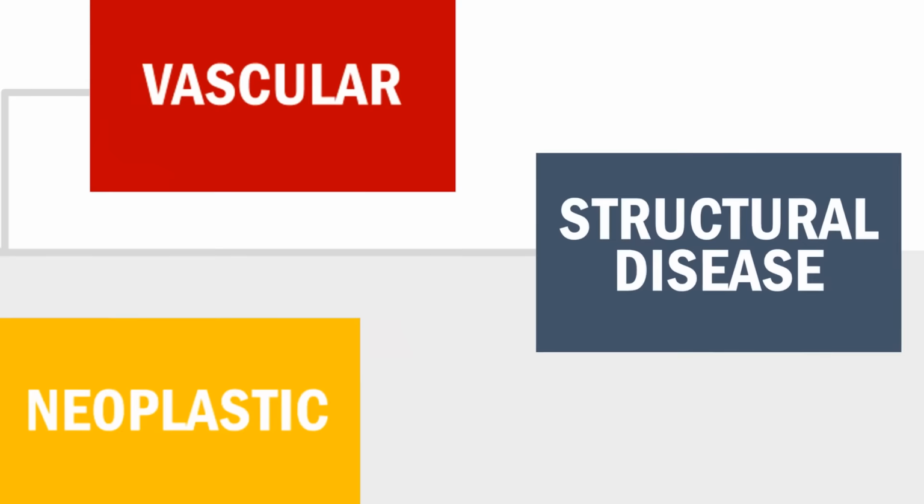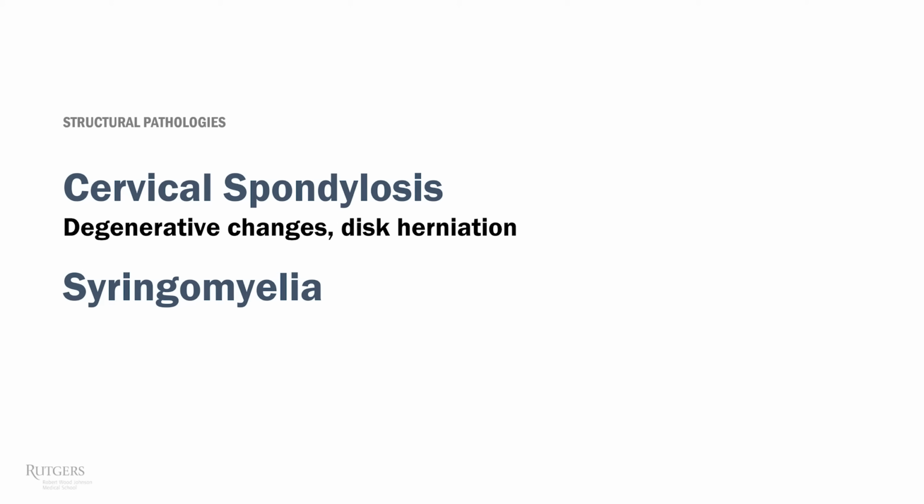Let's move on to structural pathologies. We will be talking about two major entities, cervical spondylosis and syringomyelia. Osteoarthritis can cause remodeling of bone and growth of bony osteophytes. Ligaments stabilizing the spine can hypertrophy, discs can herniate. All of these constrict the spinal canal like bad roommates getting on the spinal cord's nerves. The cord needs space to breathe.